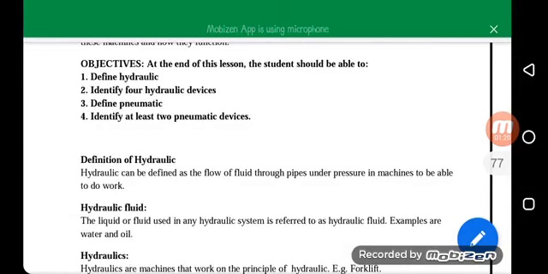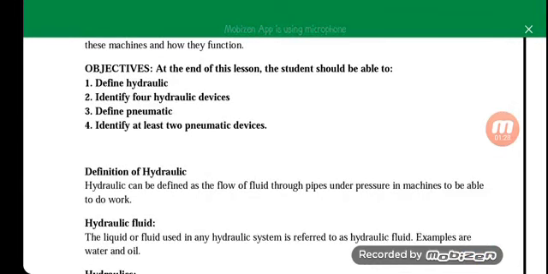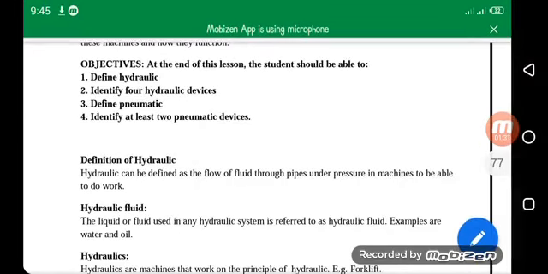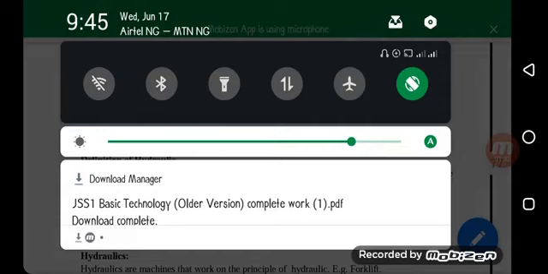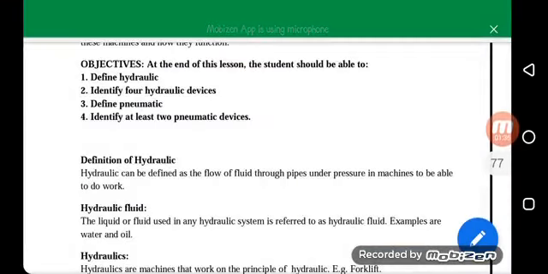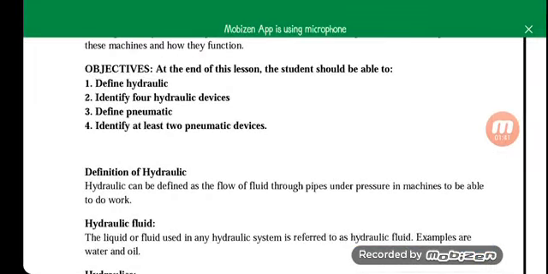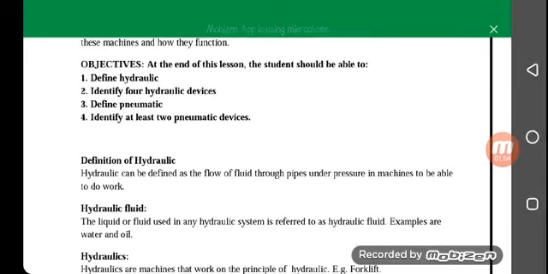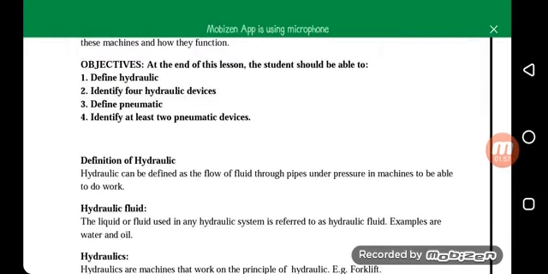Now, what does hydraulic mean? Hydraulic is the flow of fluid through pipes under pressure. And this happens in machines to be able to do work. What that is trying to say is that fluid flows through pipes, but there is a form of pressure that forces it to move forward or backward. That's just the idea behind it.